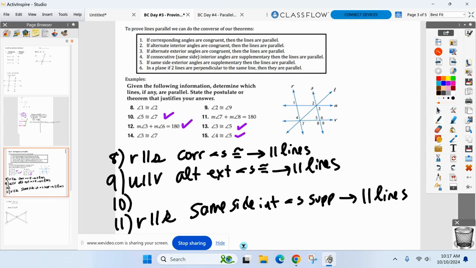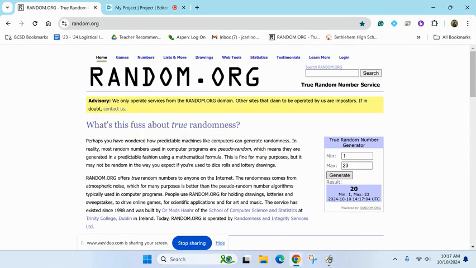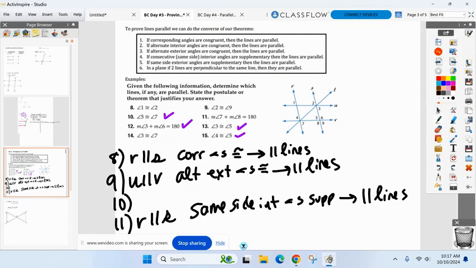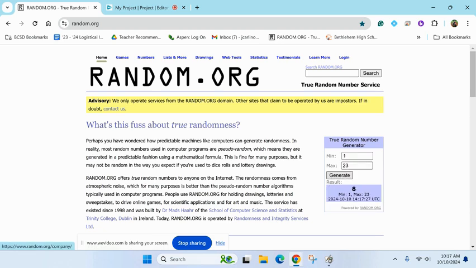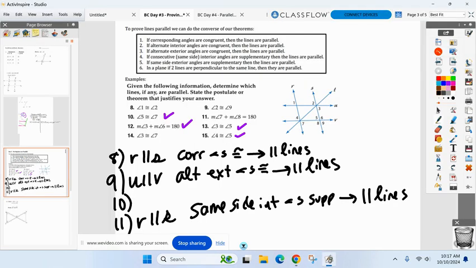What's next? Number 12 here. Will, what do you got? Any parallel lines if 3 and 6 add up to 180? Same side interior. Yep. U is parallel to V. Good. Same side interior angles are supplementary. Perfect. Any questions so far? All right. How about 13? If I give you 3 congruent to 5, any parallel lines? Gage? U and V because the 3 and 5 are?